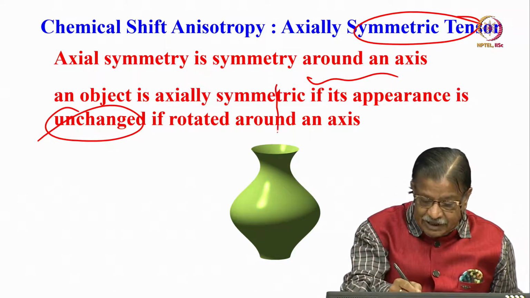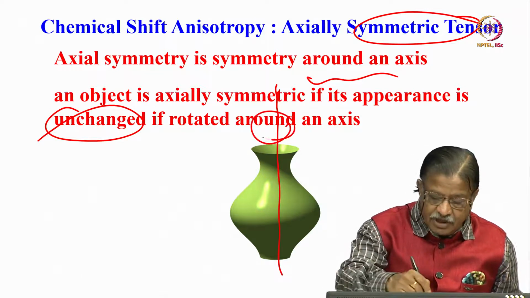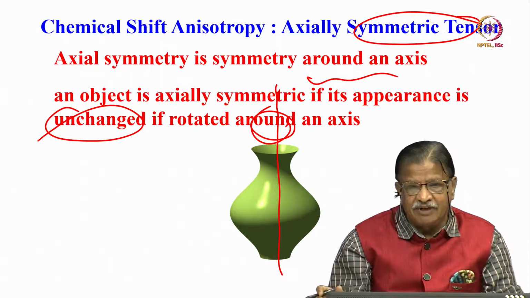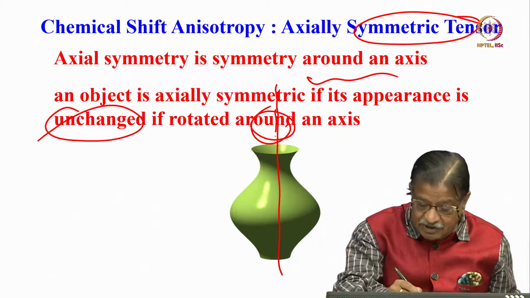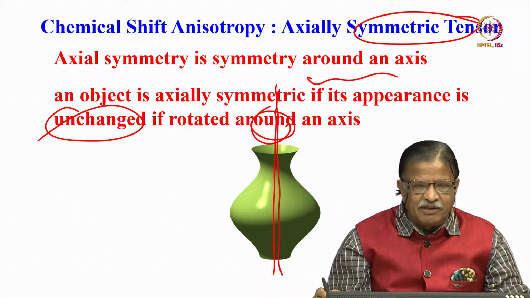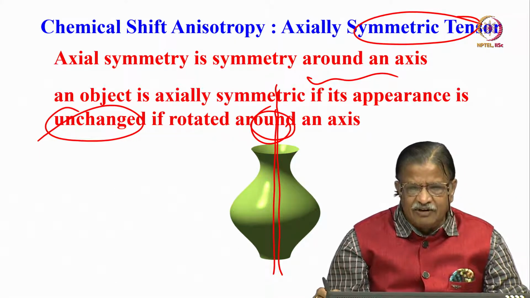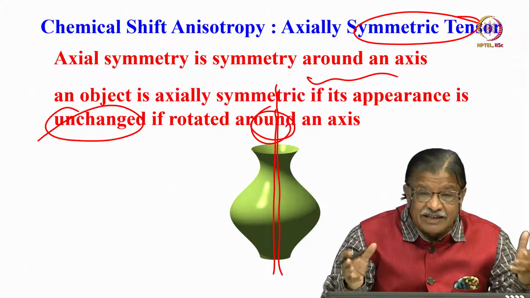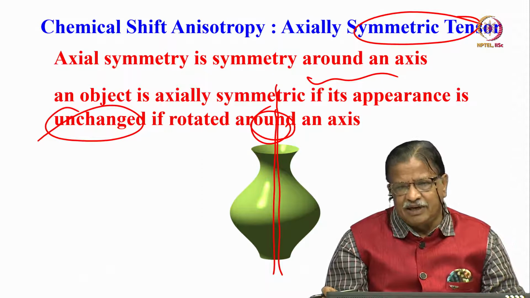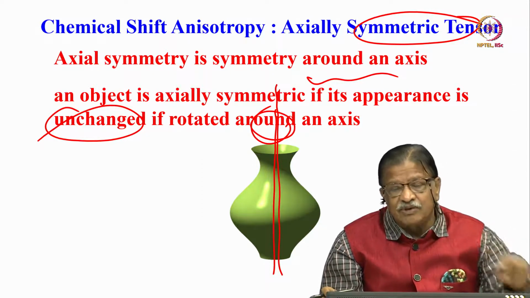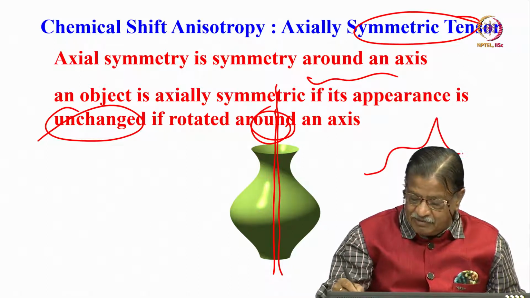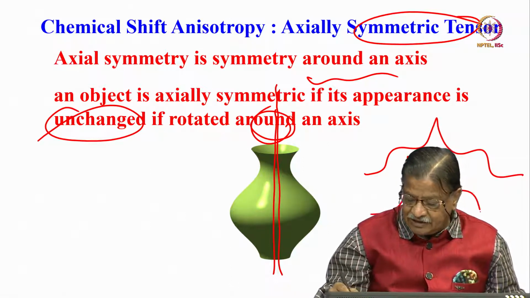For example, on this axis I am going to rotate. The appearance of this object will remain unchanged. That means this molecule has an axial symmetry along this axis. You understood? Similarly, depending upon the molecular structure, you can find out whether a molecule has axial symmetry or not. So, based on axial symmetry and axial asymmetry, we have two different types of powder pattern for chemical shift anisotropy. This is for the axially asymmetric tensor, this is for the axially symmetric tensor.